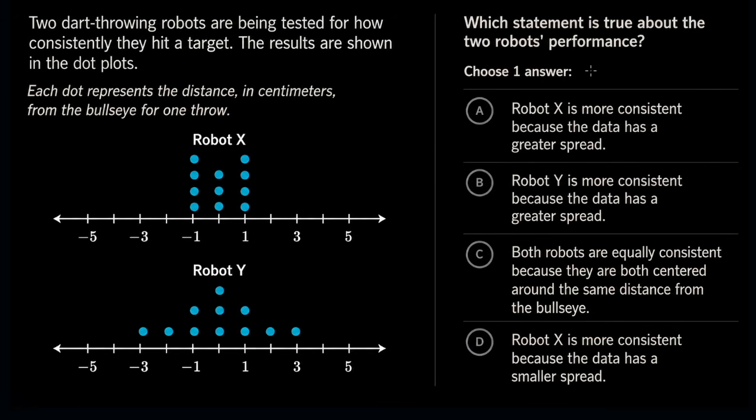All right, let's go through each of these statements. Robot X is more consistent because the data has greater spread. Now, that doesn't sound right, because if you are more consistent, that's not because you have greater spread. It's because, and this is a two-way arrow, you have less spread.